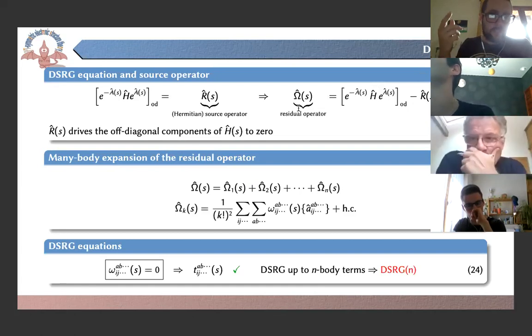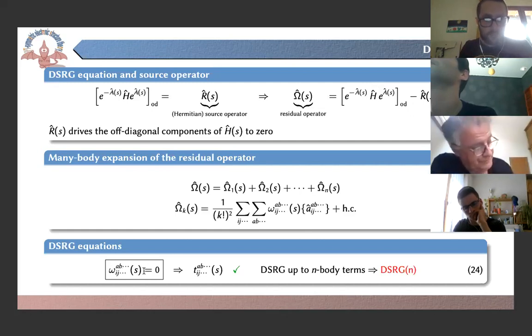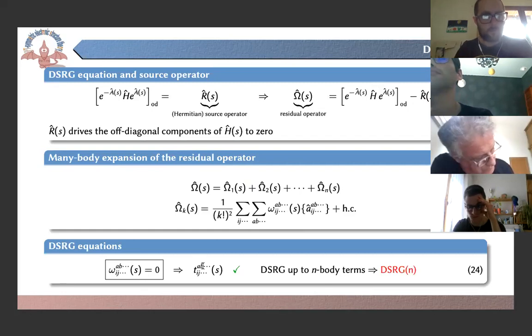Okay, so again, many-body expansion of those residuals, and you end up with the little omegas being the 1-body, 2-body, 3-body components of that operator. Basically what you're going to have to solve is those omega ij ab of s equals 0. That's a set of polynomial equations, and the roots of those equations are going to give you the t's. That's what you're looking for. When you have the t's, you have everything to compute the energy.